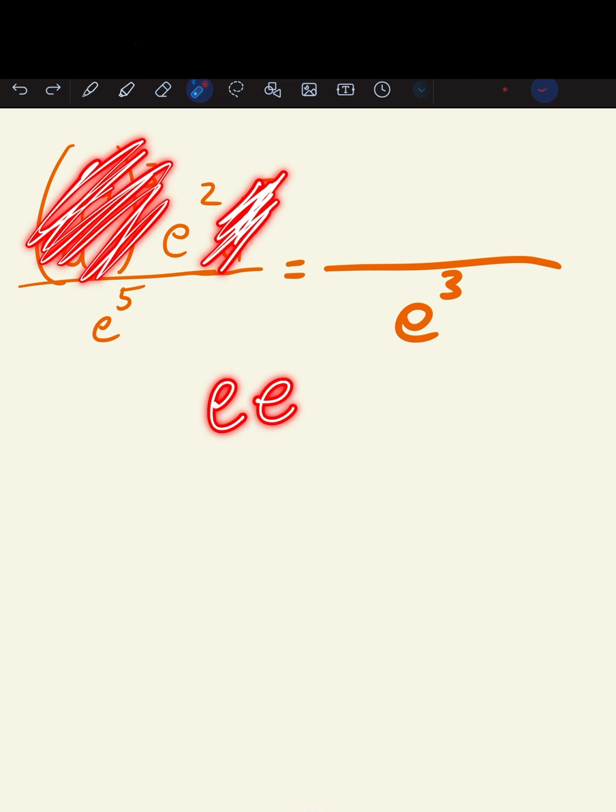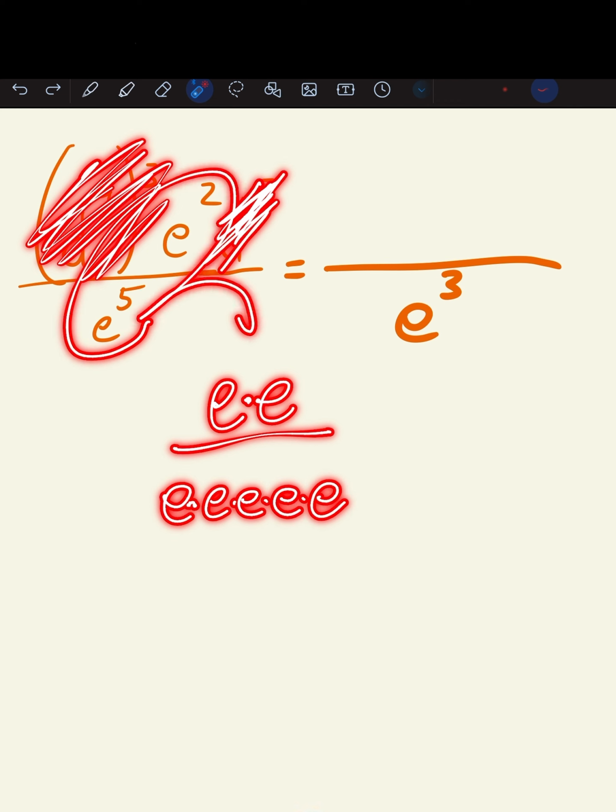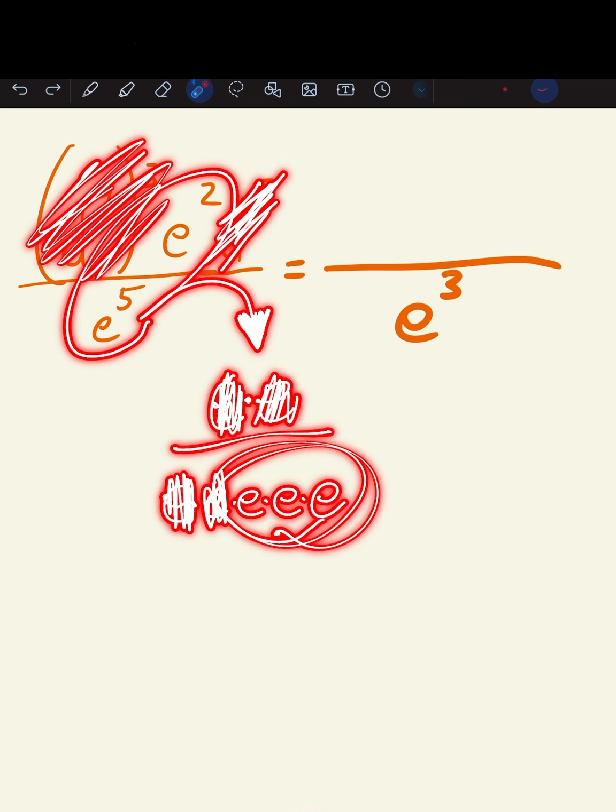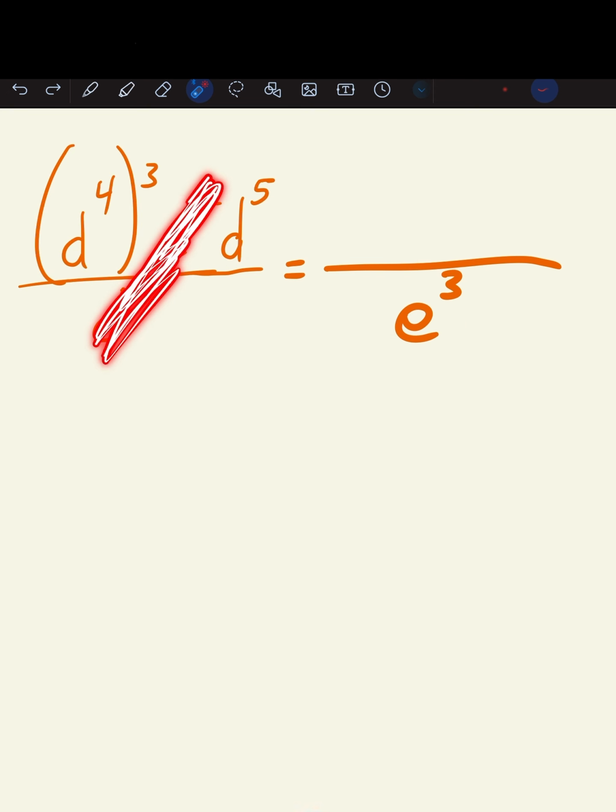Again, if this is kind of confusing to see in your head, it may be helpful to expand them at the beginning, because here we have 2 e's on the top of the fraction and 5 e's on the bottom. Every 1 e on the top will cancel with 1 e on the bottom, and we're left with 3 e's on the bottom of the fraction. So now that we've done our e's, we can focus on the d's. This d is just hanging out by the end, so we'll wait to do that one later.